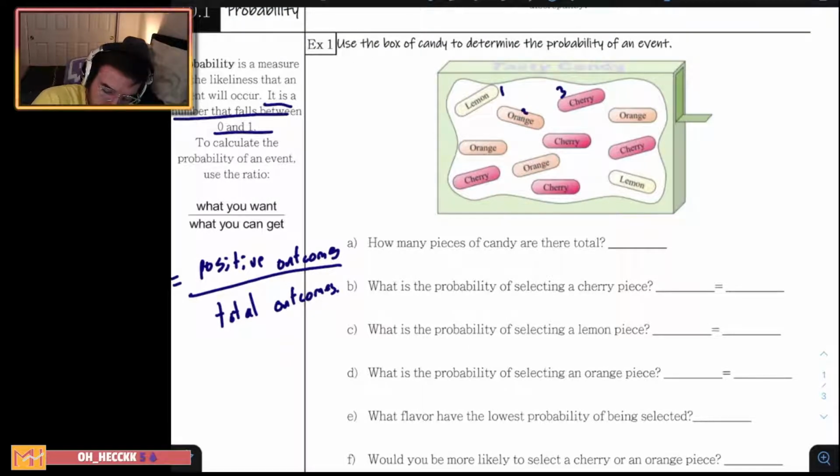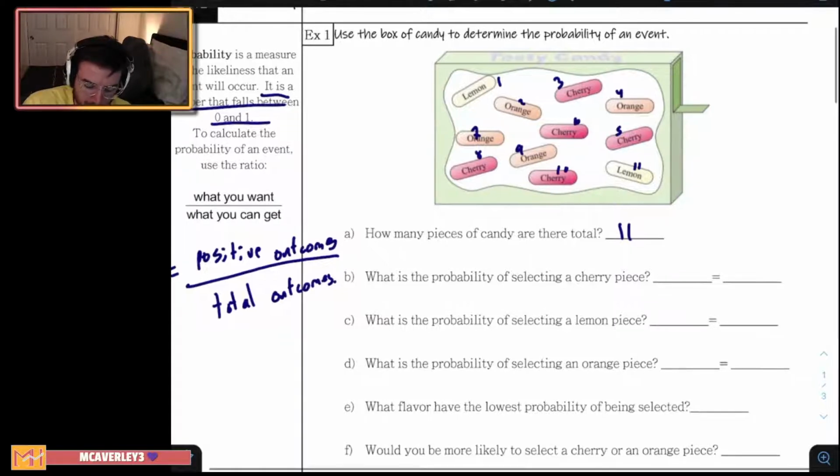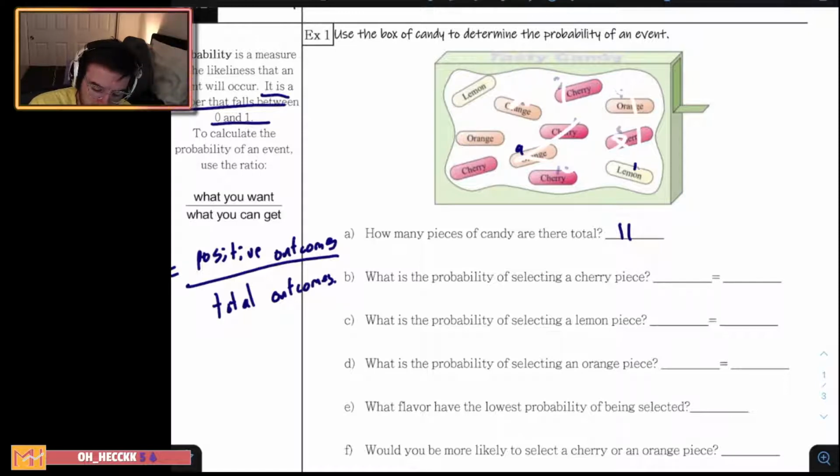Okay? So, how many pieces of candy are there total? 1, 2, 3, 4, 5, 6, 7, 8, 9, 10, 11. There are 11 pieces of candy. Okay? What is the probability of selecting a cherry piece? So, when we say what you want, we want cherry pieces, correct? So, how many cherry pieces are there? There are 1, 2, 3, 4, 5. So 5 over 11. There are 5 total pieces that you want, but there are 11 total options. So 5 out of 11.